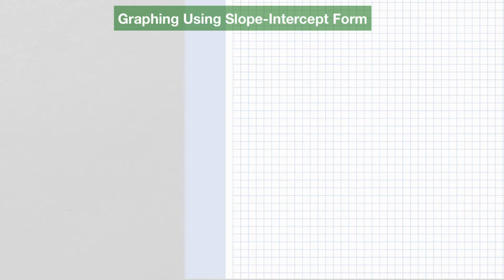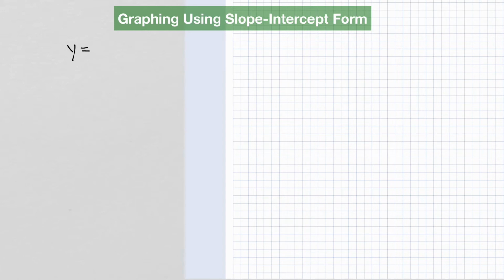Okay, class, in this lesson, I'm going to show you how to graph an equation of a line using slope-intercept form. Before we do that, let's review what the equation of a slope-intercept form looks like and its components. So the line in slope-intercept form would look like this.